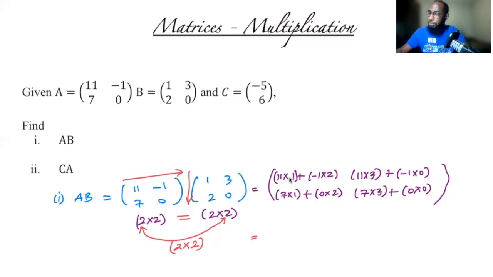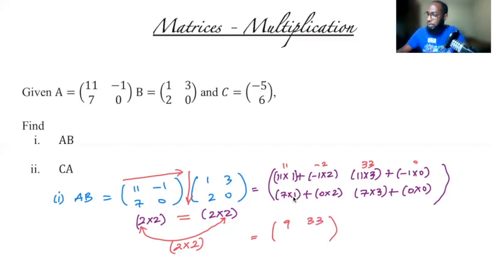So we know 11 times 1 is 11. -1 times 2 is -2, right? So 11 plus -2 is 9. All right, if you apply a calculator, you'll get 9. So the first position is 9. All right. 11 times 3, we know we have 33 here. -1 times 0 is 0. 33 plus 0 is 33. Our answer is filling up nicely here.